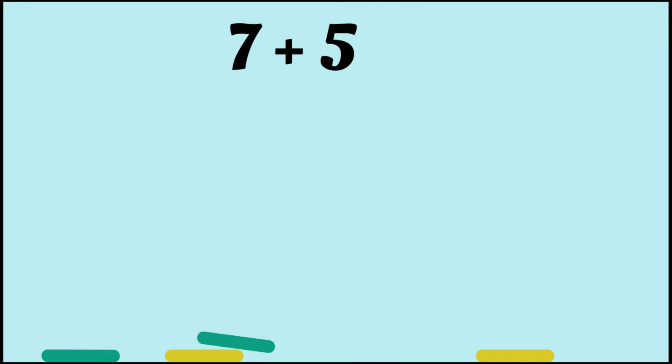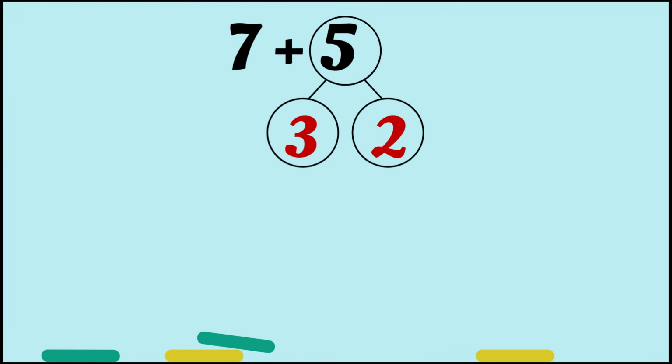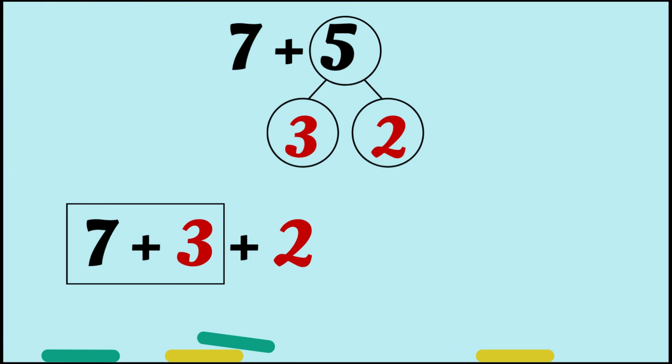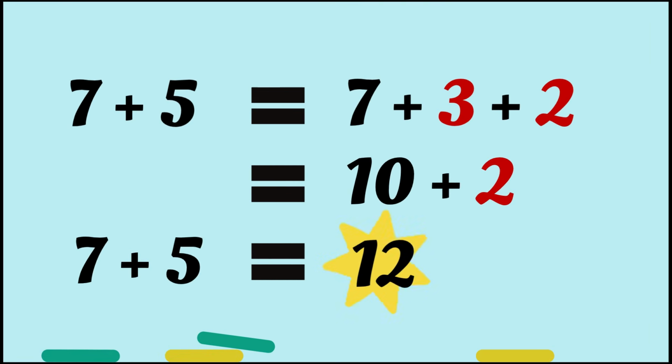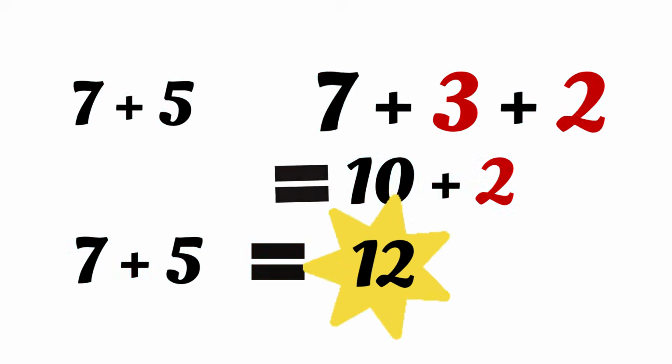Now, let's do 7 plus 5. First, what do we add to 7 to make 10? That's right, 3. Now, what do we do? Split the 5 into 3 and 2. You little mathematicians. Now, we add 3 to 7, which will make it 10. And 10 plus 2 equals 12. So, 7 plus 5 will equal 12 too.